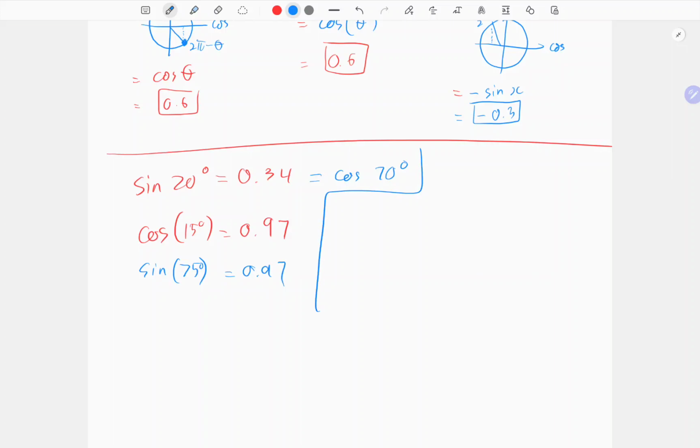Yeah. Now, more advanced version, let's say cos of 20 degrees is 0.94. Oh, this one might be a bit hard. No, actually I'll go with this one. Sine of 20 degrees is 0.34. Cos of what angle would be negative 0.34?